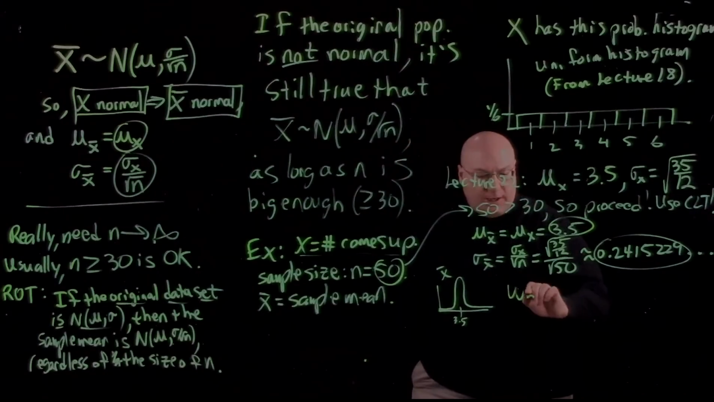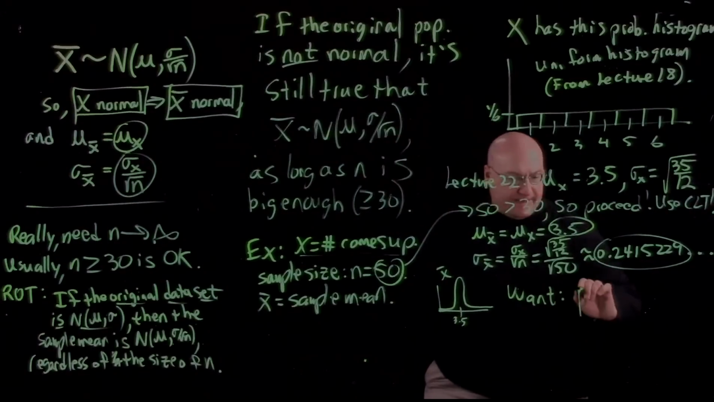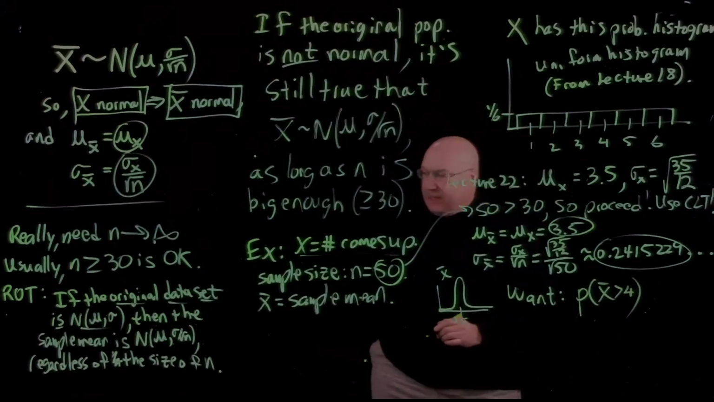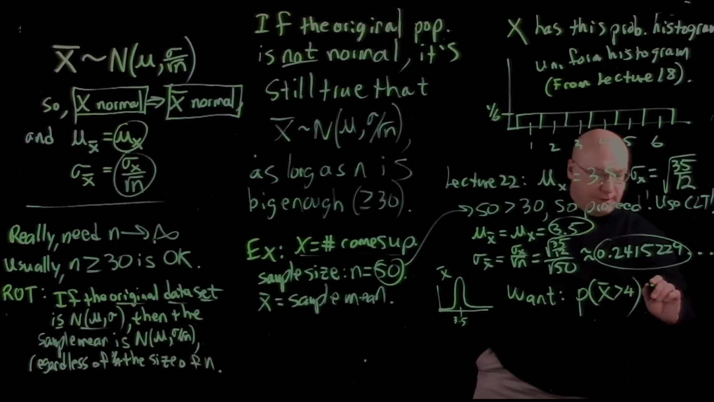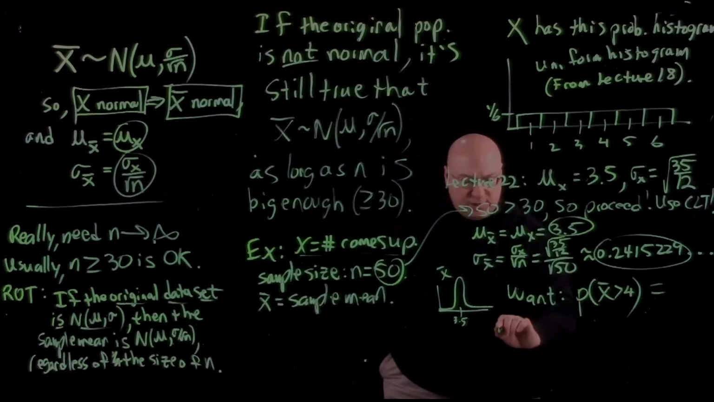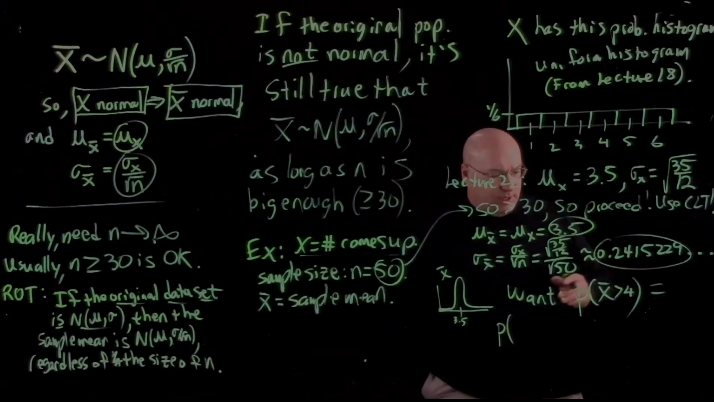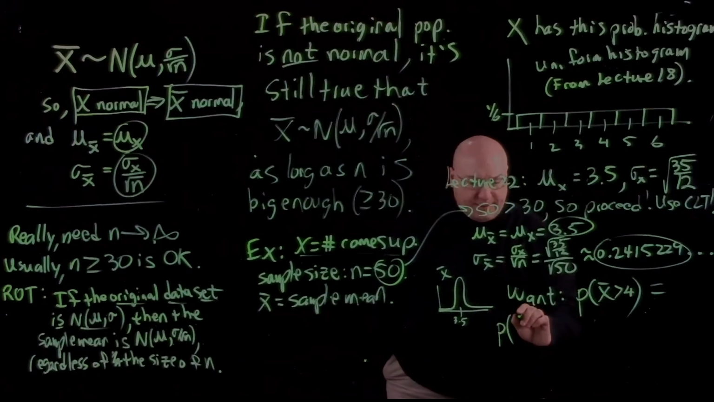Okay, so what do we want? We want the probability that x bar is greater than 4. Isn't that what we're being asked for? The probability that x bar is greater than 4. So I'm going to use my transformation, and certainly by now you should pause me and finish it out, because we've done this kind of problem. Okay, so if you have done that, you should come up with the following.